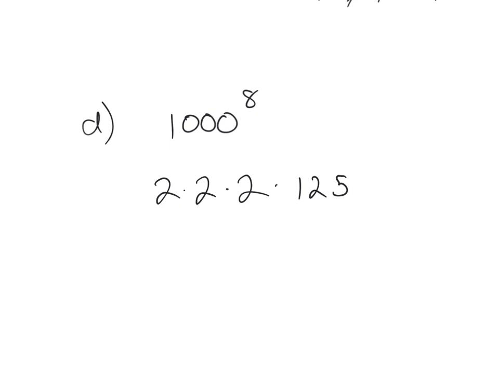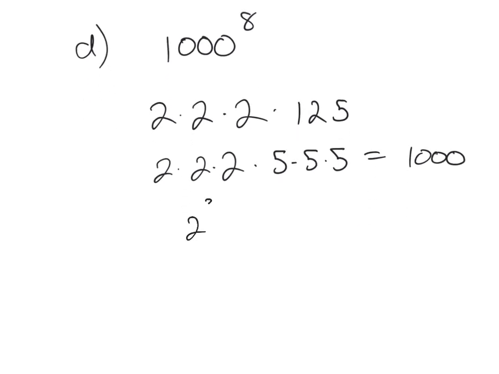Then 5 goes into this 3 times. 5 goes in there, and you get 25. And then again, and you get 5, and again you get 1. So 2 times 2 times 2 times 5 times 5 times 5 is equal to 1,000. That's 2 to the 3rd times 5 to the 3rd is equal to 1,000.